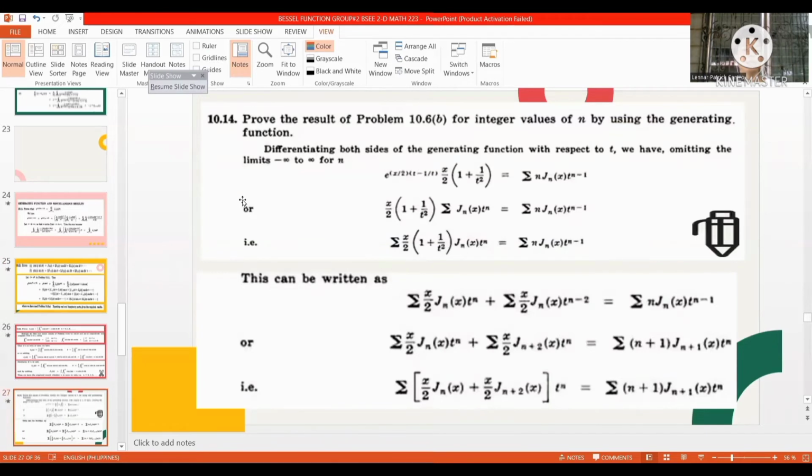And the next is problem 10.14. Prove the results of problem 10.6 for the integers n by using the generating function. Differentiating both sides of the generating function with respect to t, we have, omitting the limits negative infinity to positive infinity for n, the first step is e^{(x/2)(t − 1/t)}.